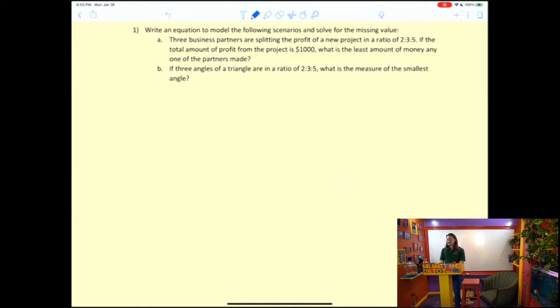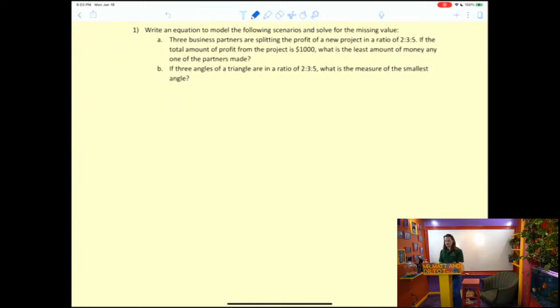Otherwise, let's jump right in and look at question number 1. Question 1 asks, write an equation to model the following scenarios and solve for the missing value. So 1A is asking, 3 business partners are splitting the profit of a new project in a ratio of 2 to 3 to 5. If the total amount of profit from the project is $1,000, what is the least amount of money any one of the partners made?